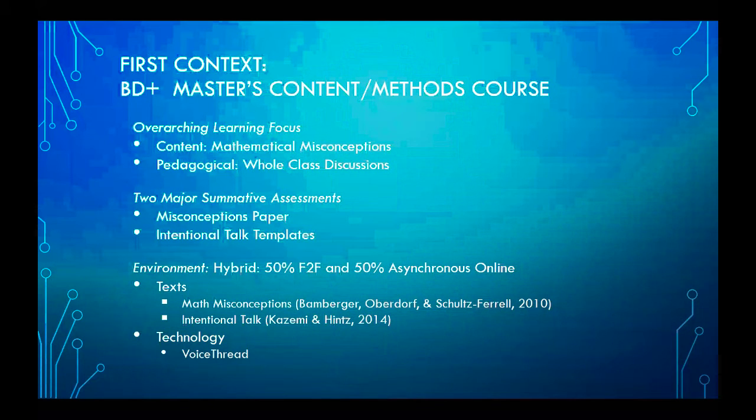So starting with our overarching learning focus, for my particular class, I taught a summer master's content and methods course. So it was an advanced mathematics methods course where we teach both content and pedagogy. And so the content focus was on mathematical misconceptions. So for example, if I teach that a rectangle has 2 long sides and 2 short sides, then that means that a square could never be a rectangle. So a misconception, as opposed to an error, can lead to lots of problems later on when they're trying to make connections to other mathematical topics.